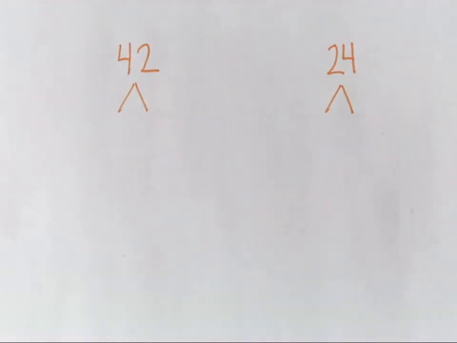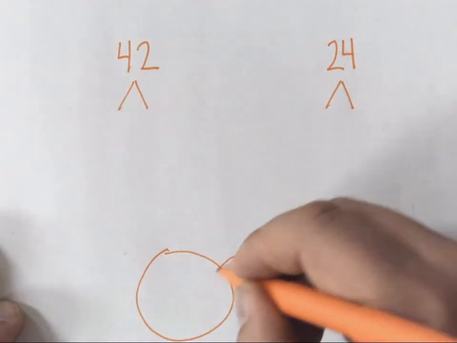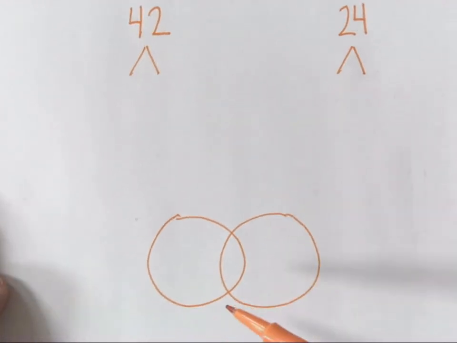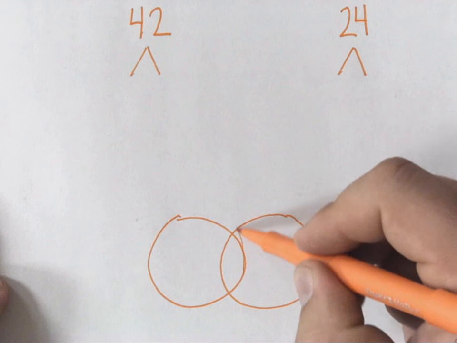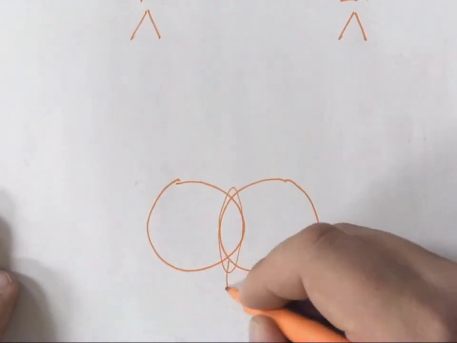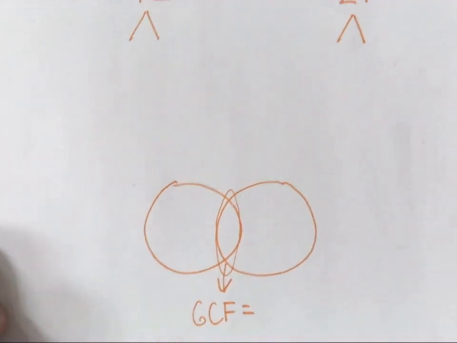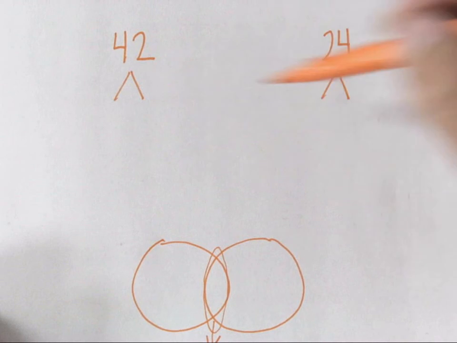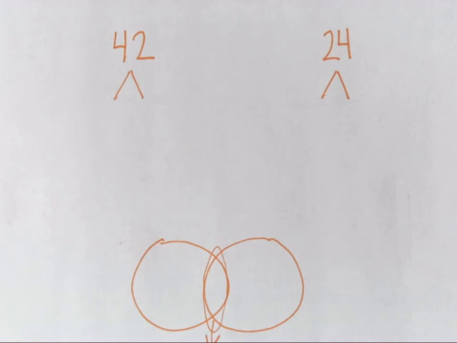Okay, then you're going to want to make a Venn diagram. And you will put your prime factors inside the Venn diagram. Then you will look in the middle and multiply the numbers in the middle to give you your GCF, or greatest common factor. So I would like you to practice, pause and try, finding the greatest common factor of 42 and 24. Come and check with me. Once you have passed it off, then you can start your assignment.